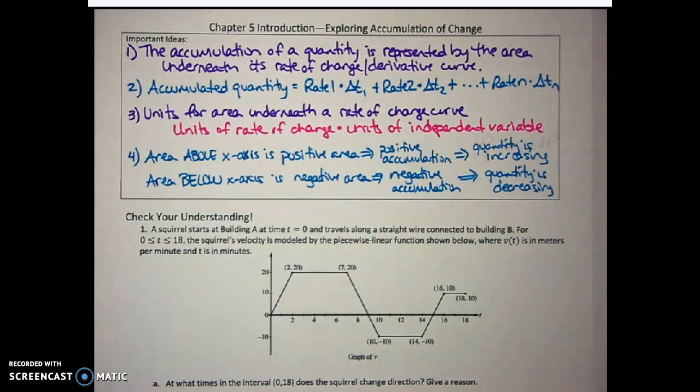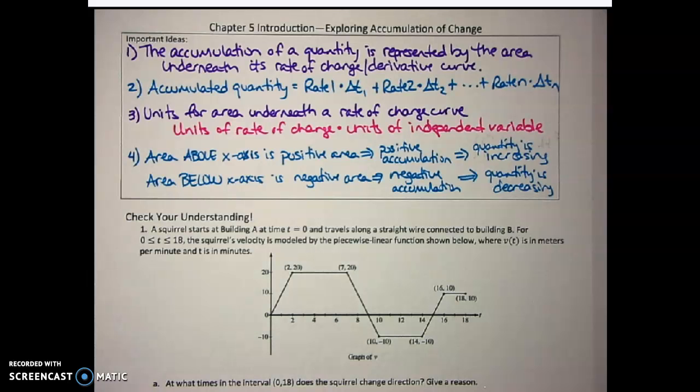So to start with, a squirrel starts at building A at time 0. It travels along a straight wire connected to a building B. For t between 0 and 18, the squirrel's velocity is modeled by the piecewise linear function shown, where v of t is in meters per minute and t is in minutes. At what time in the interval 0 to 18 does the squirrel change direction?